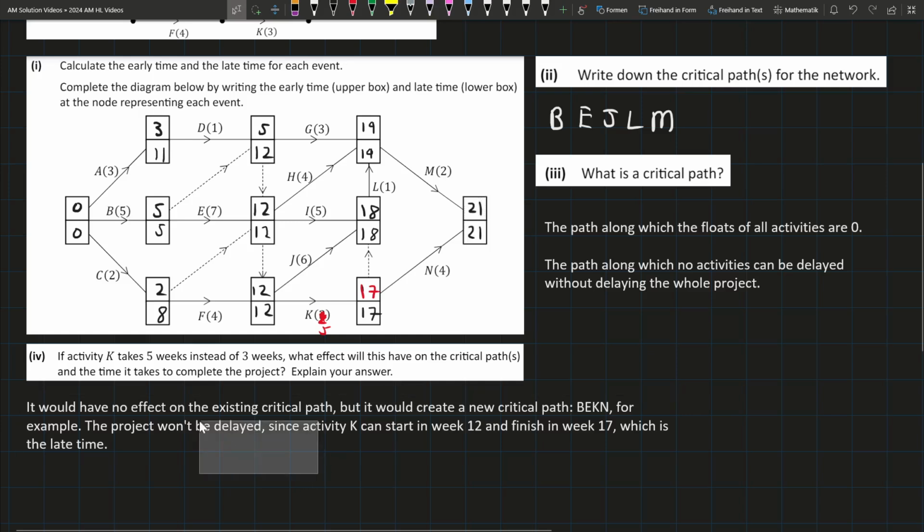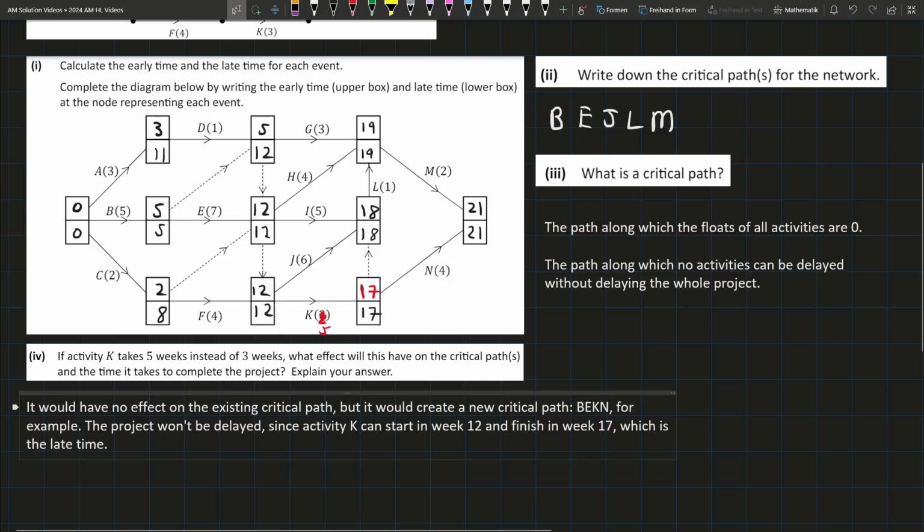So it would have no effect on the existing critical path, because you can see that these still haven't been affected. The BEJLM, they still cannot be delayed whatsoever. But there's a new critical path, BEKN, for example. The reason it's BEKN is because now we can't delay this, because it starts on day 12, ends on day 17, and takes 5 days to do. And then this also can't be delayed, because from 17 to 21 takes 4 days, can't be delayed.